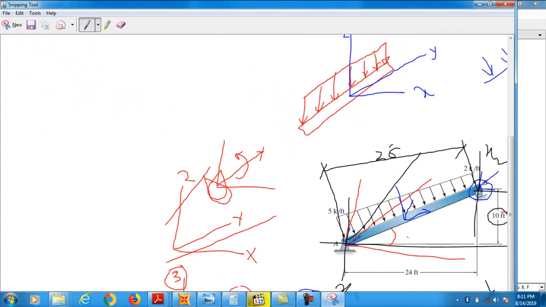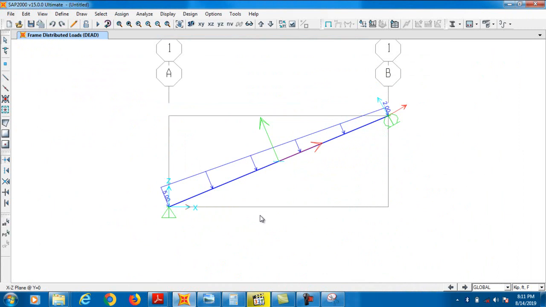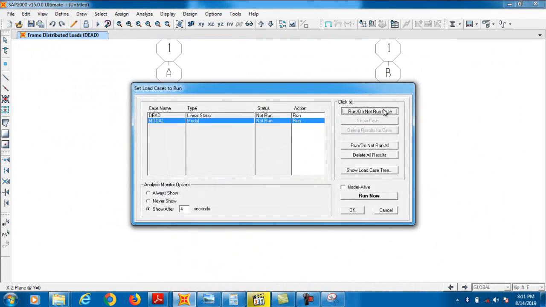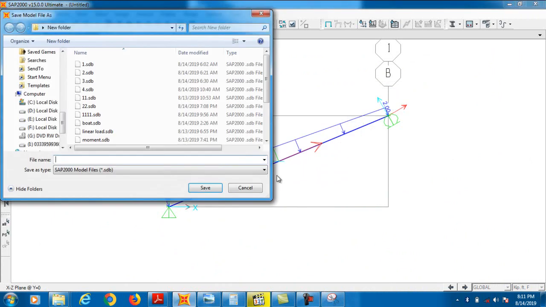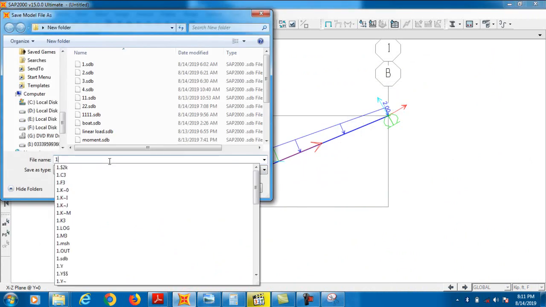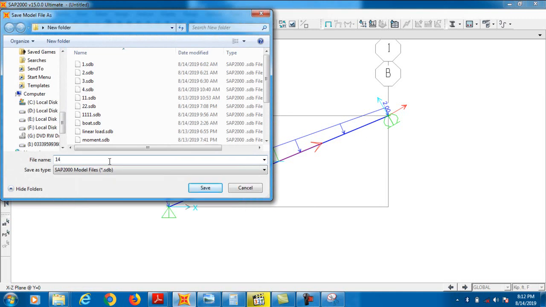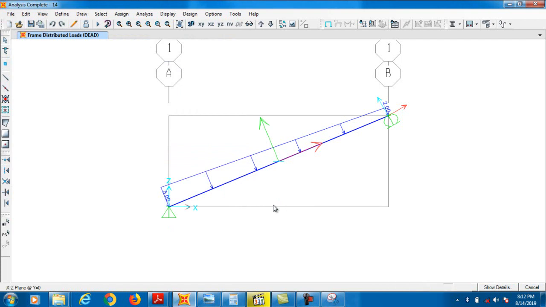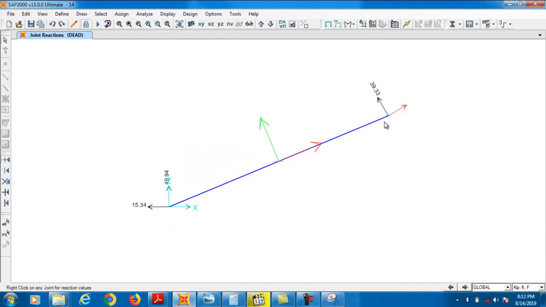Now we have assigned the proper joints. You check the beam. Your beam is now properly modeled in SAP, and now you are ready to analyze. Clear? This is, I think, lecture 14. So, I think your reactions are now right.